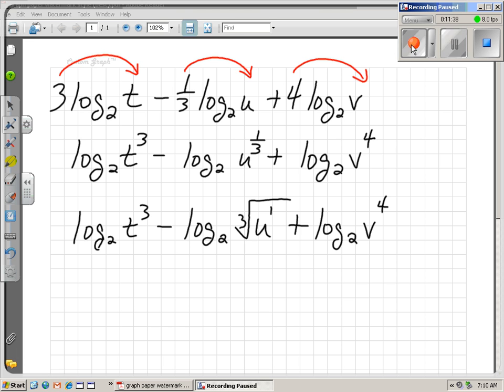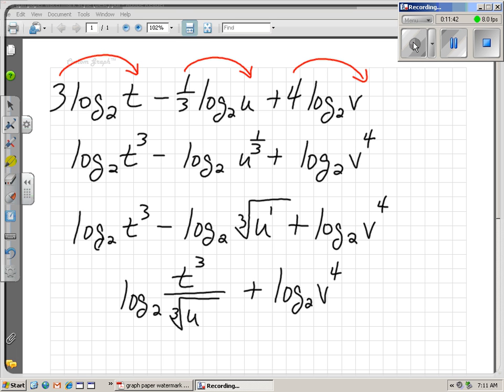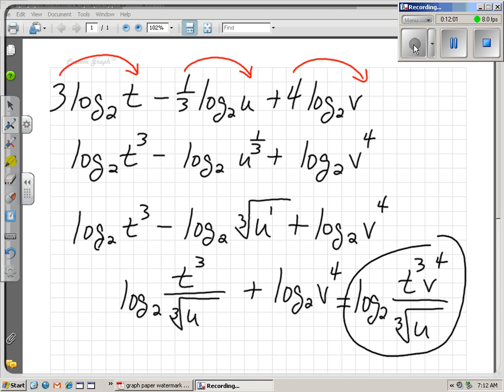All right, I'm going to change that subtraction to division. So I change the subtraction back to division, and I have log base 2 of the t cubed over the cube root of u. And the last thing I'm going to do is change that addition back to multiplication. So when I multiply that v, it's going to be multiplied times that t on top. And there's our final answer. So we changed those 3 logarithms back into a single logarithm. And really we only did 2 things. We put the exponents back where they were, and then we changed subtraction and addition back to division and multiplication.